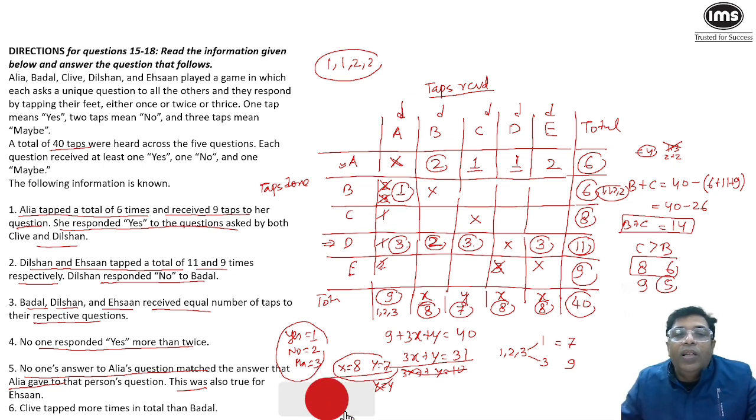Now here you can't have 2. Now to make 9, you have already made 3 plus 1, so what you are left with is 5. 5 means 2 plus 3. Now you can't take 2 over here, so you have to take 3. And if you have taken 3 over here, then this value will become 2. So now for A also, we know how many taps she received from B, C, D and E. Great.